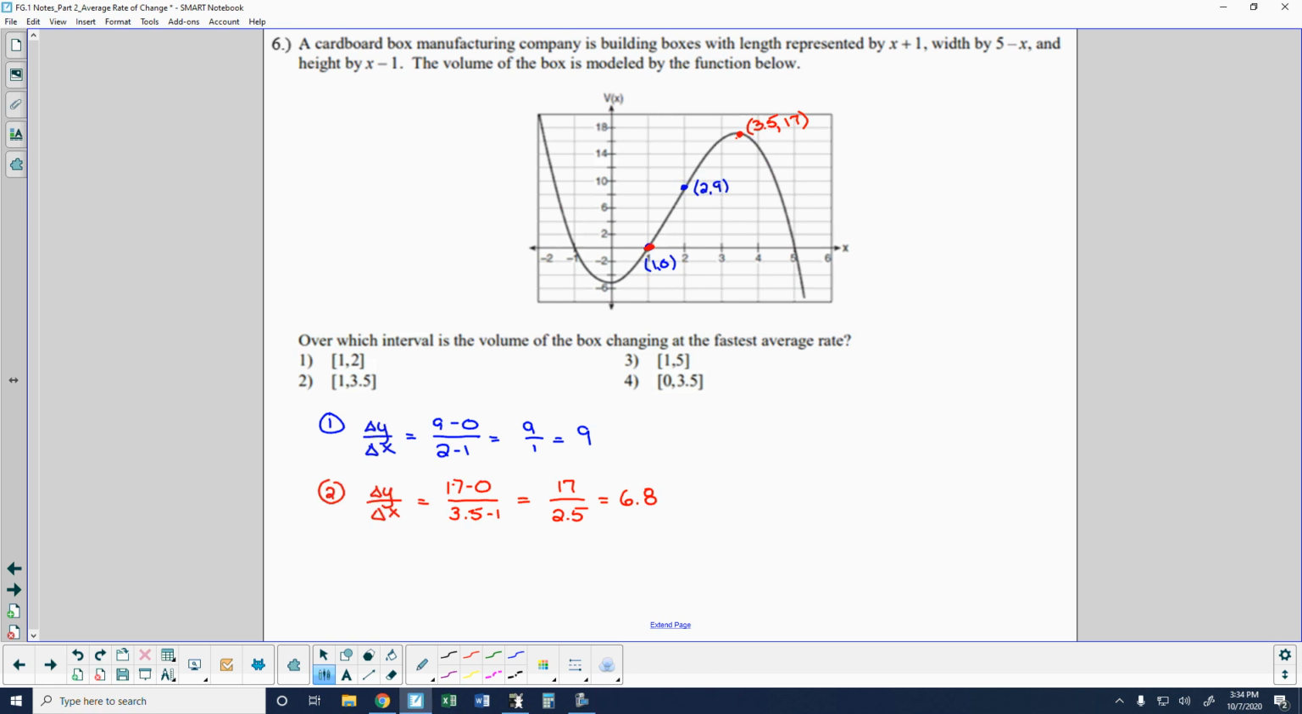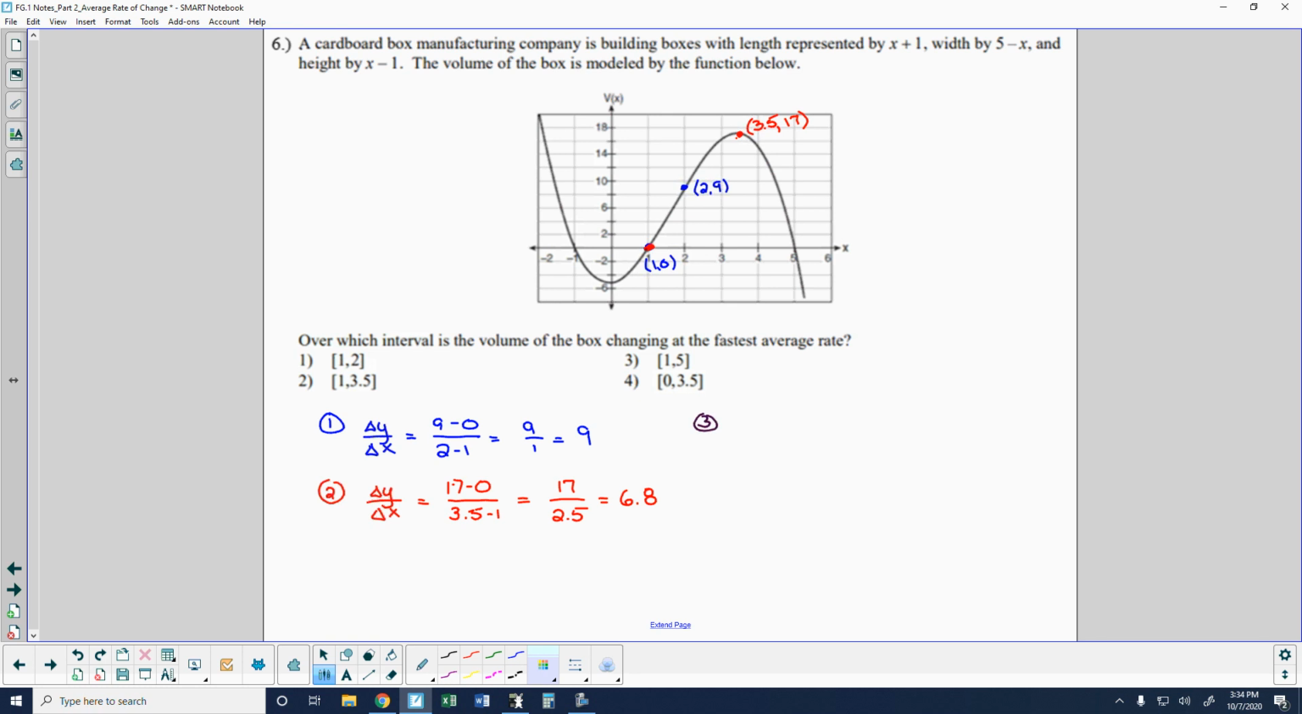So every time we move over 1, we're moving up about 6.8 units, whereas in the first example, when we moved over 1, we were moving up 9 units. So interval number 1 definitely has a higher average rate of change. Let's take a look at interval number 3.